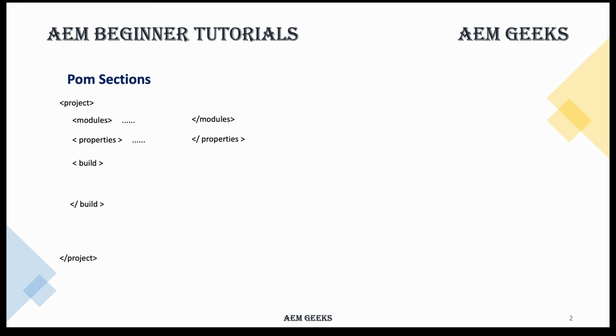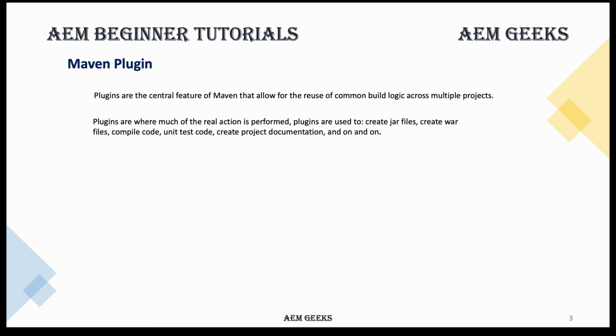Before I move to the build section, let's understand plugins. Plugins are essential for your Maven project, meaning plugins are essential for the Maven framework. This is the core of the Maven framework. All the actual work is done by these plugins. There are thousands of plugins available in the Maven repository. Plugins specific to AEM are also available. We'll talk about those. These plugins do everything that the Maven framework does.